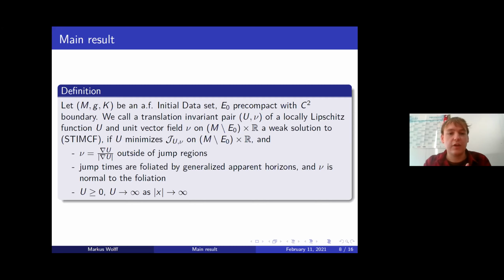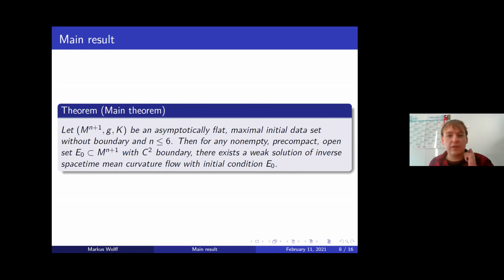And lastly, since we still think of U as the time of arrival function, we require it to be non-negative and to approach infinity as we move to spatial infinity. And the main result is now that on asymptotically flat initial data sets, where we have a restriction on the dimension because of regularity theory, we get a solution for any such initial data. And also we need this maximal condition. So for now, we assume that the trace of the second fundamental form K vanishes everywhere on M.